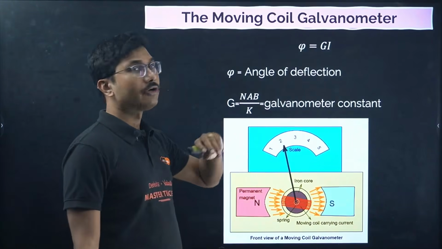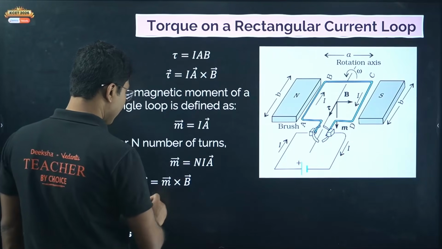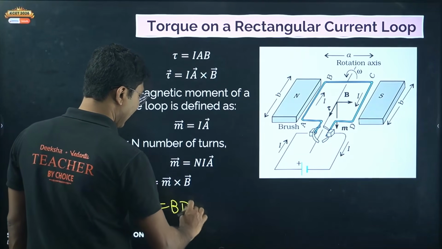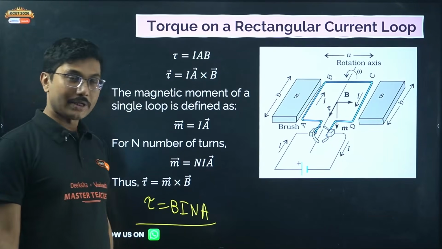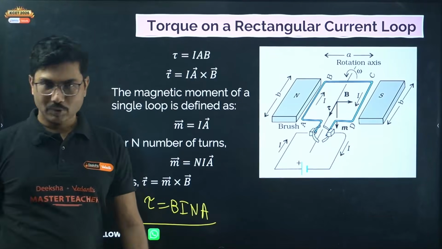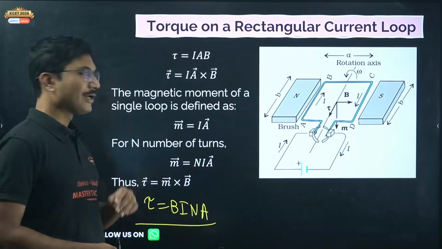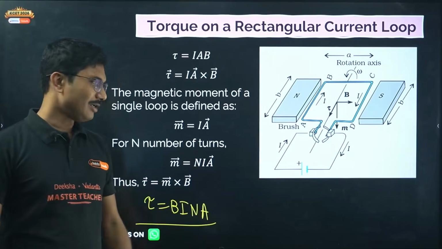Now, moving coil galvanometer, there is one more fact that you can do, that if you put everything, you get the scalar form of torque as BINA. Okay, you can remember this. Torque acting on a current carrying loop in a magnetic field is BINA. I used to remember it in a different form. One of my students says you can remember it like this. So BINA is the torque that is acting on a current carrying loop.